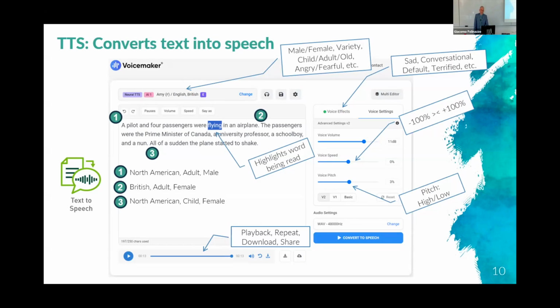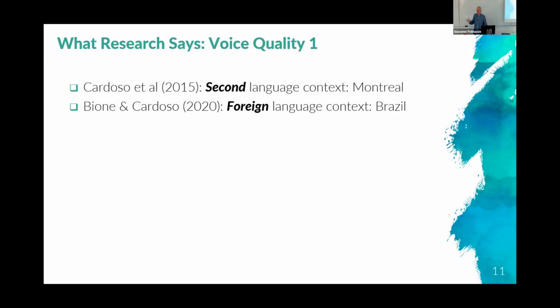All of a sudden, the plane started to shake. So you can have an idea about the quality and how that could be a very interesting tool for teaching and learning. There have been some studies that have looked at the quality of this type of input for learning.